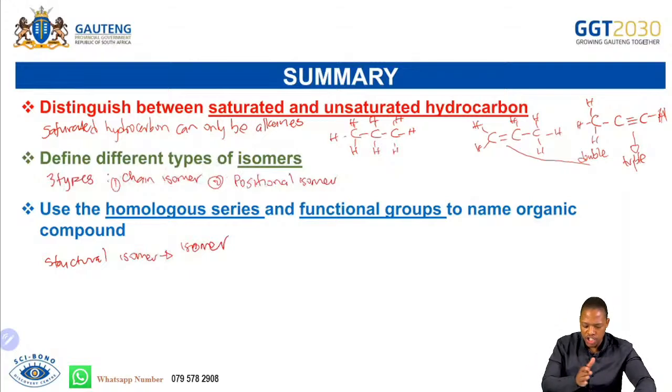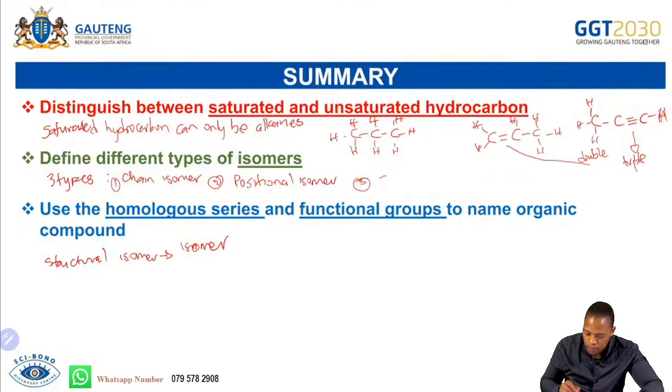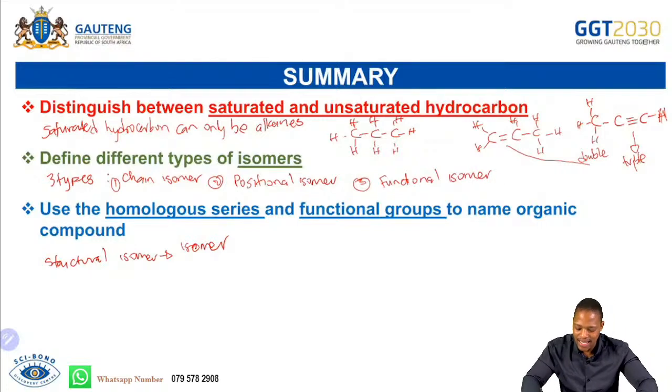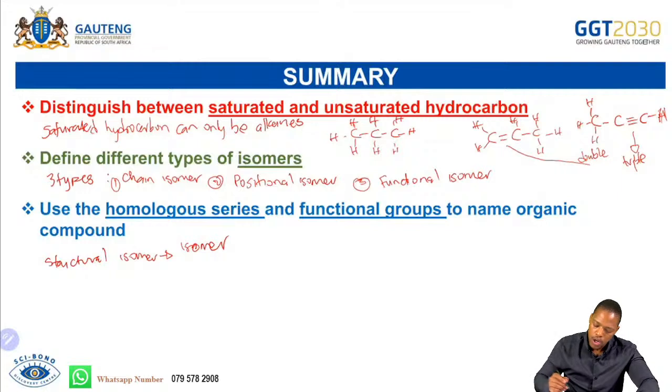Once the position shifts, then you say this is an isomer because it has the same molecular formula, but it is a positional isomer. That must be clear. And number 3, we talk of a what? Of a functional isomer. Again, I cannot stress this enough. We only have 2 pairs of functional isomers.